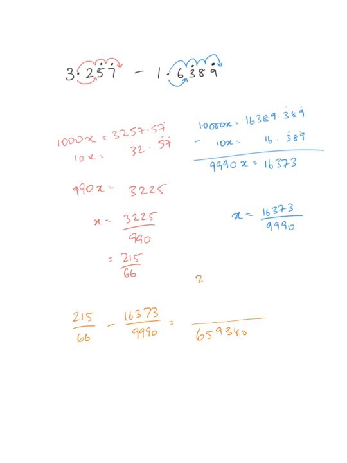I also need to do 215 times 9,990, which is 2,147,850. I also need to do 16,373 times 66, which is 1,080,618. So my final answer is 1,067,232 over 659,340.